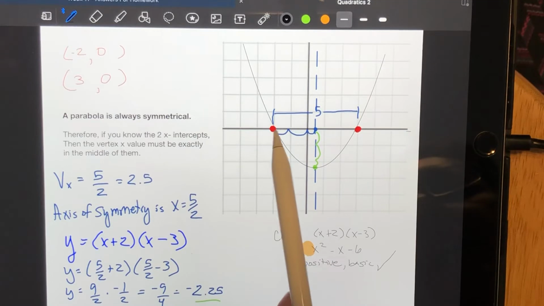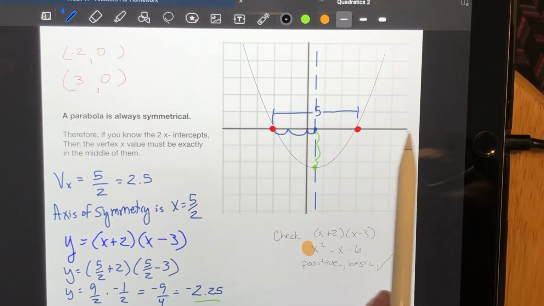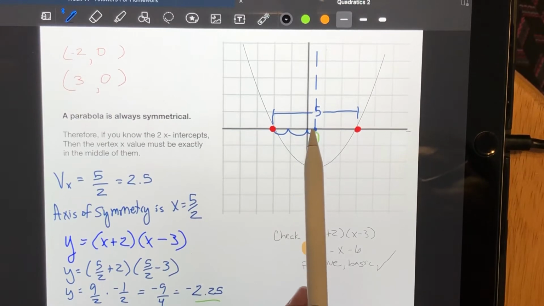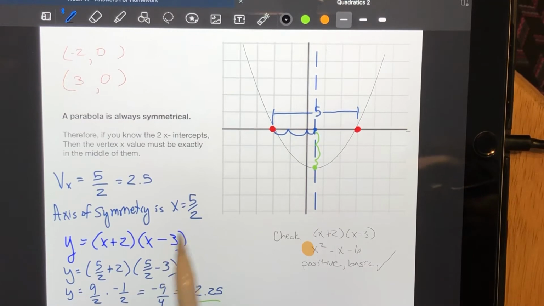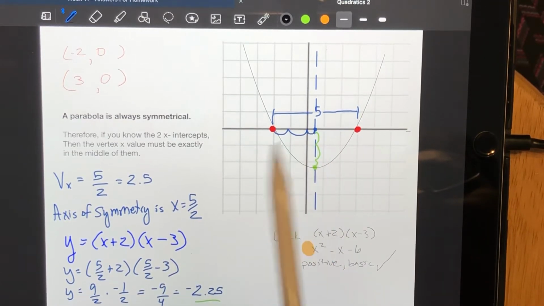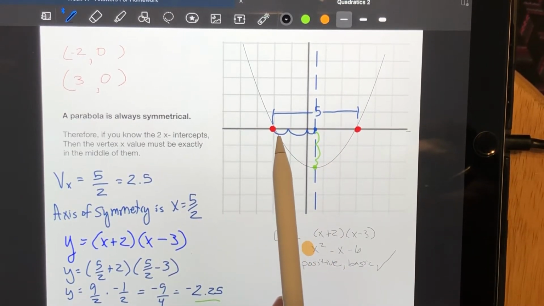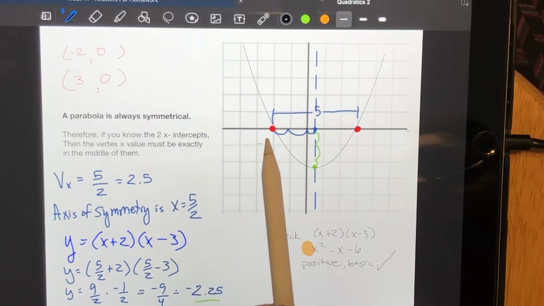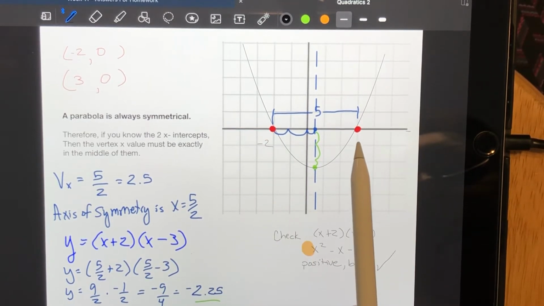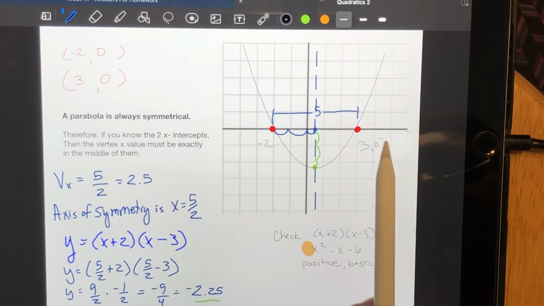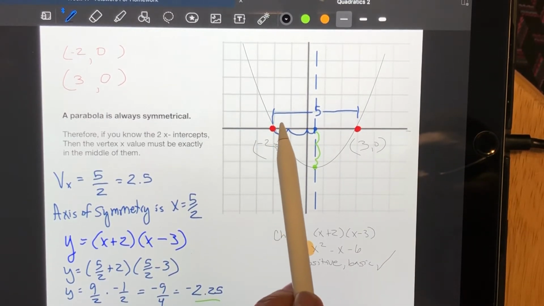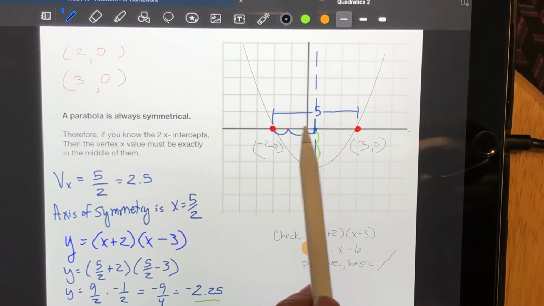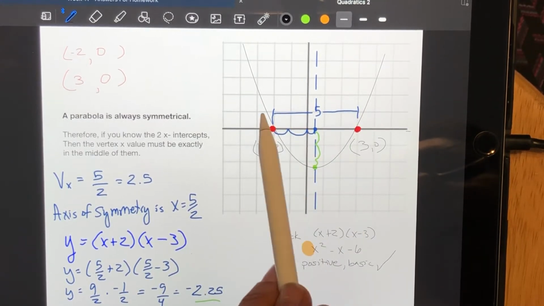So if I have 2 points that lie along the exact same line, we can find the middle of them by adding them and dividing by 2. We're simply averaging to find the middle. So in this case, I had a -2 on one side and a +3 on the other side. Y was 0 for both of these points. So I know I have 2 units on one side, 3 on the other, so I have 5 units between them.